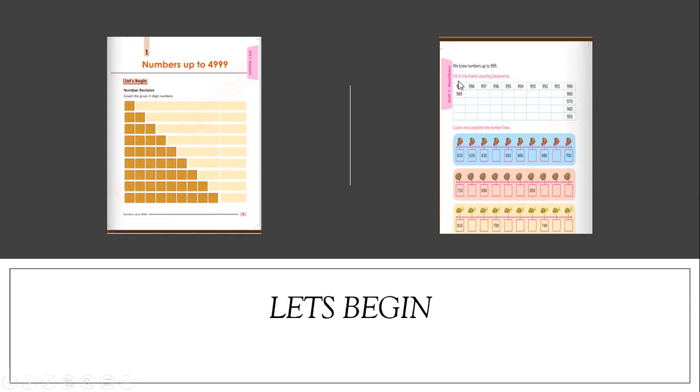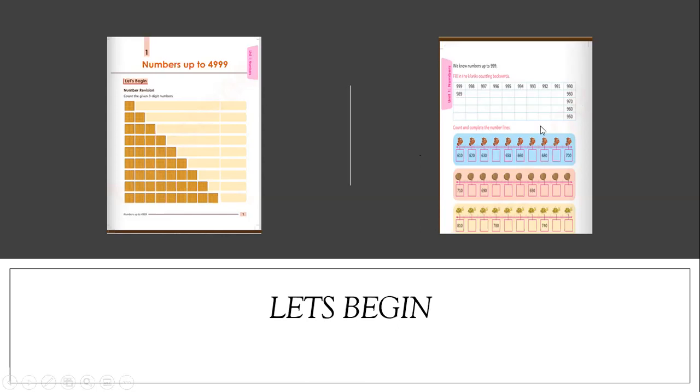So here you have fill in the blanks, counting forward. From 950 to 999 you have to go, right? So 950, 951, 952, 953, like that you have to write the numbers. And then again, the same way, you will be reaching this particular number.